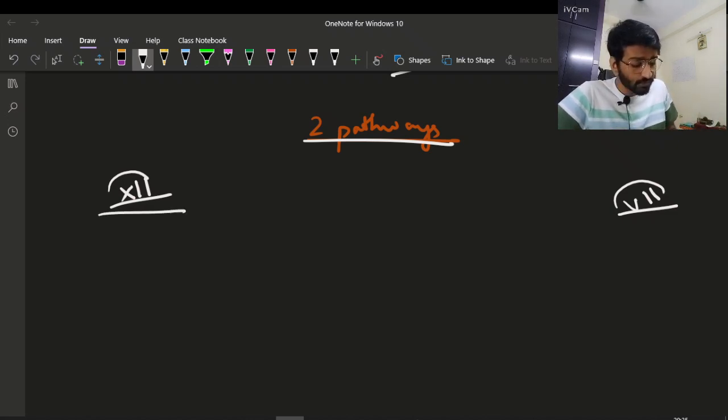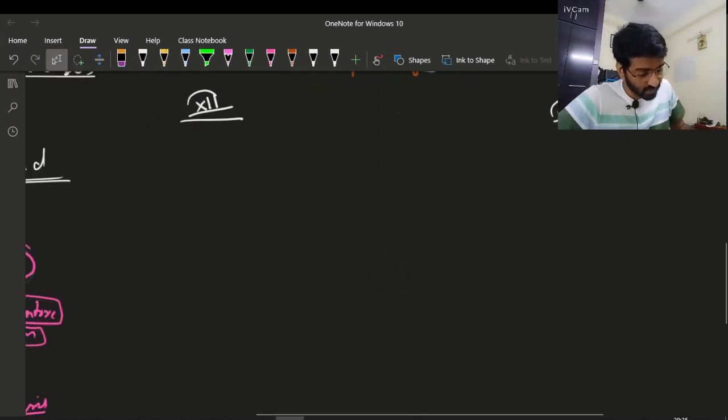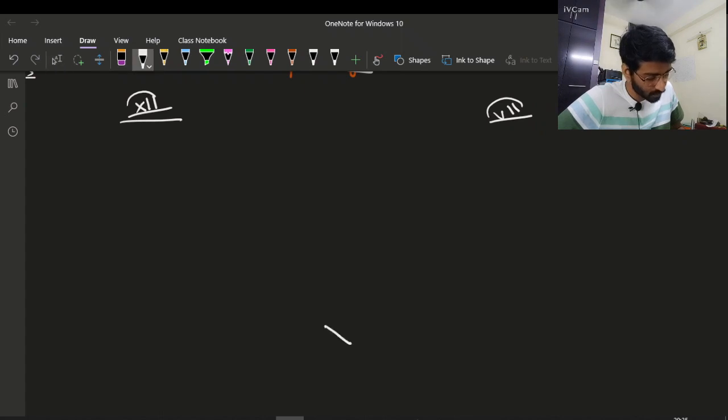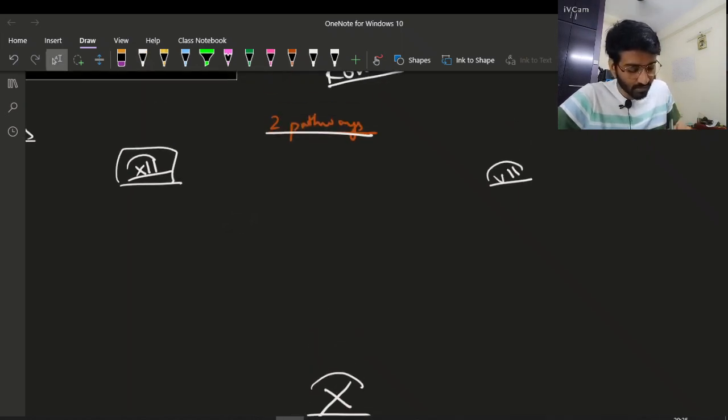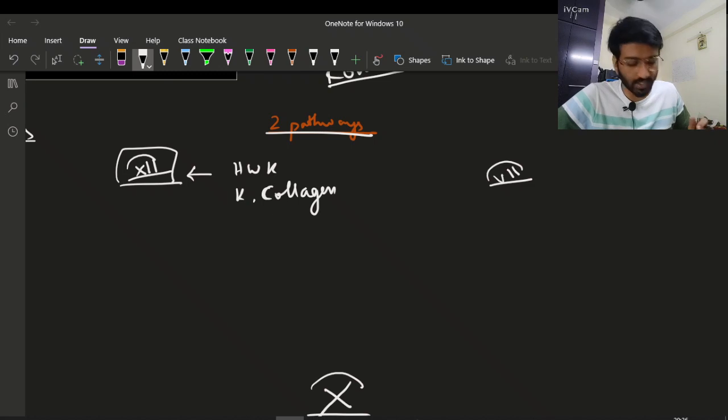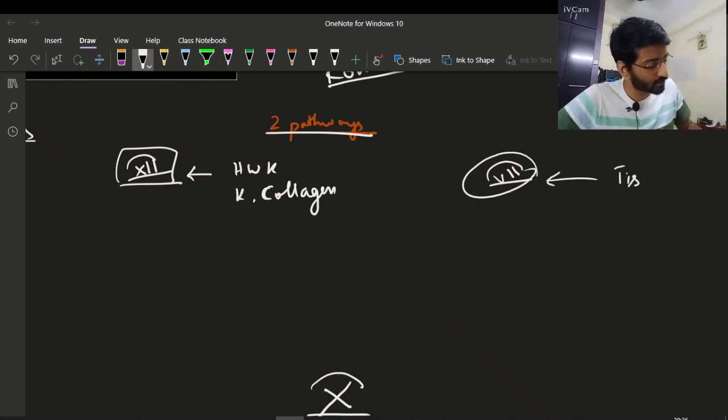Now, if we go further, these two paths will cross at a certain point, and this is factor 10. Now, what are the things that activate these initiation factors? Factor 12 is activated by high molecular weight kininogen, kallikrein, and collagen. When factor 12 comes in contact with any of these, it gets activated, that means it is limitedly proteolyzed. And after that, factor 7 is activated by tissue factor.